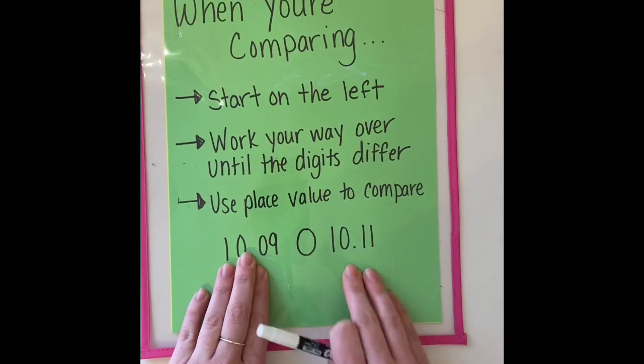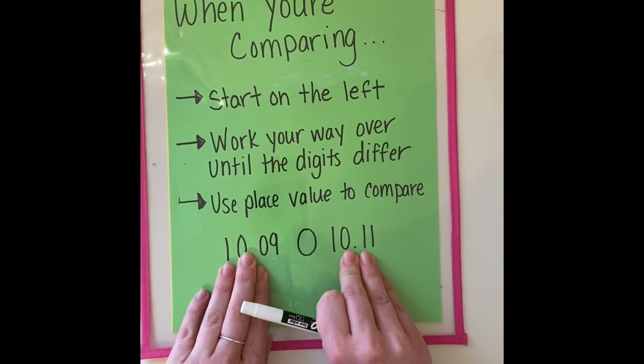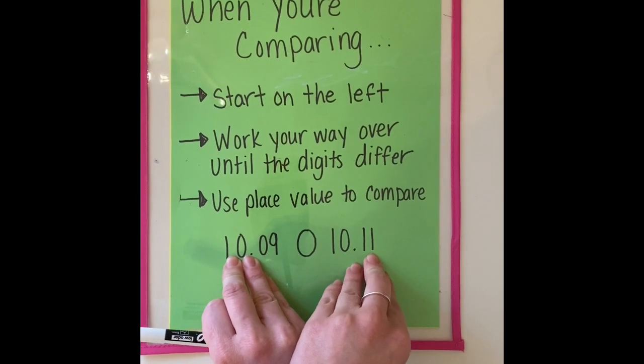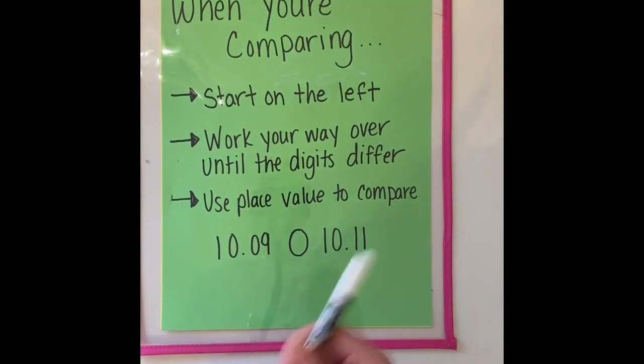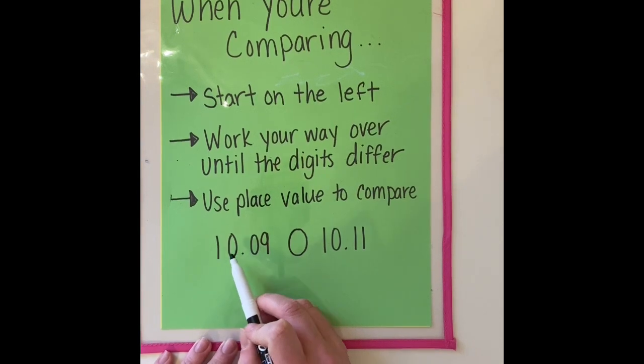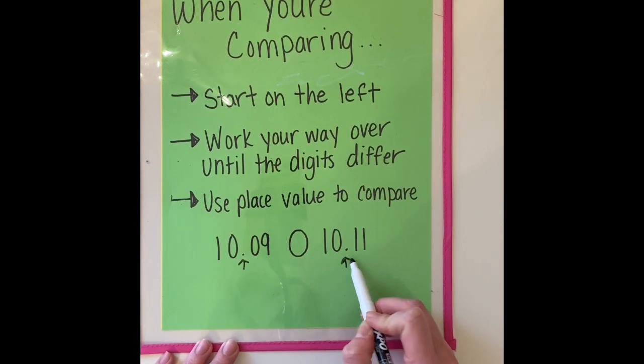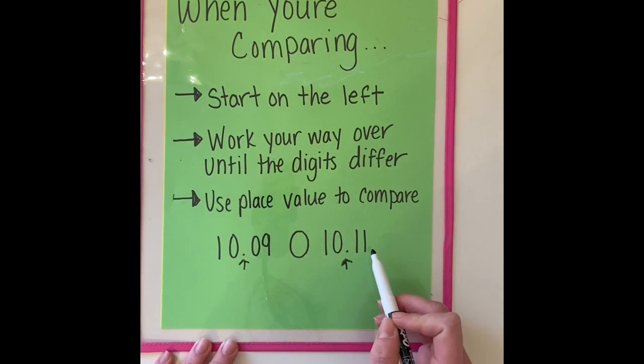We have Donovan and we have Sal. Okay, so they both have a 1 and a 0 before the decimal point, so they're the same there, but their numbers are different after the decimal point.